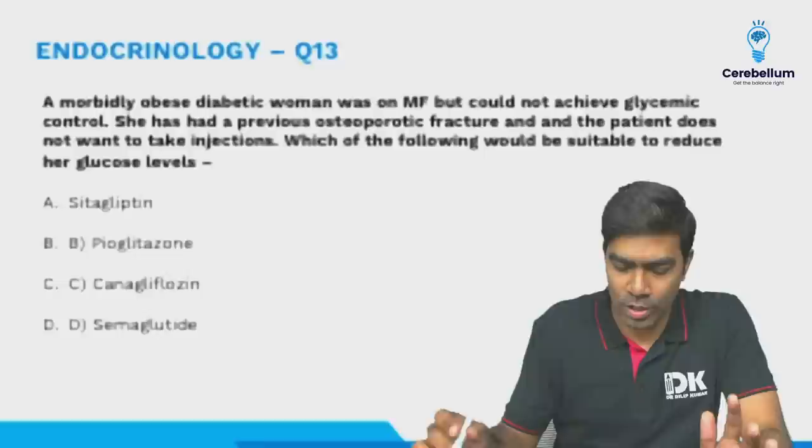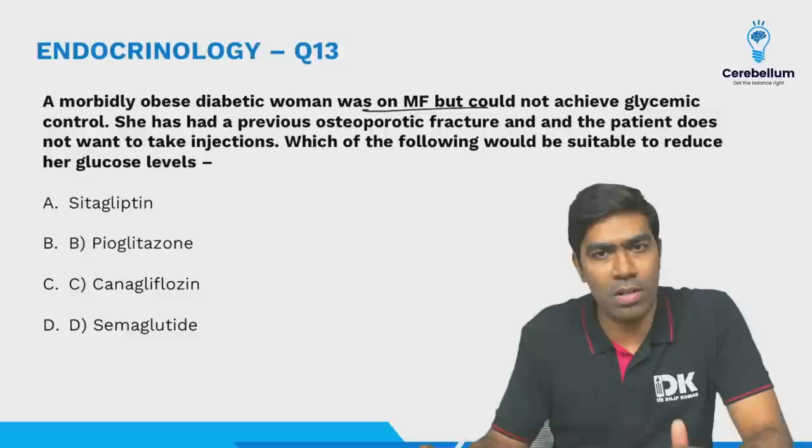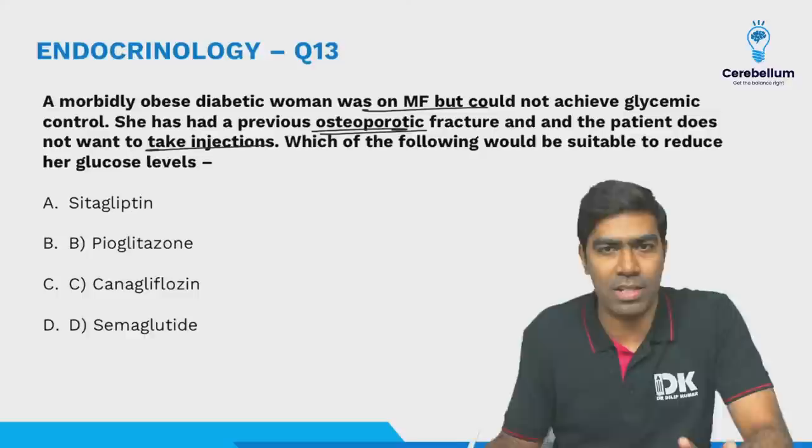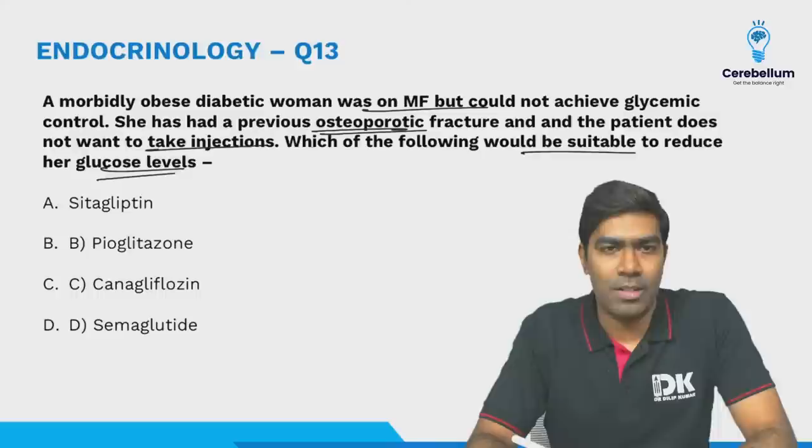Going to the next question. Let's look at this. This is question number 13. A morbidly obese diabetic woman was on metformin but could not achieve glycemic control. She had a previous osteoporotic fracture and the patient does not want to take injections. Which of the following would be suitable to reduce her glucose levels? Sitagliptin, pioglitazone, canagliflozin, semaglutide. Which is the better option?